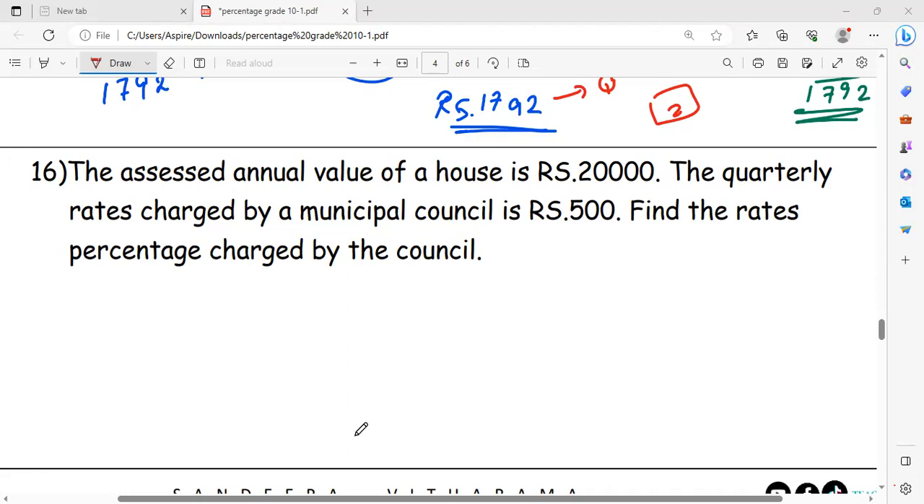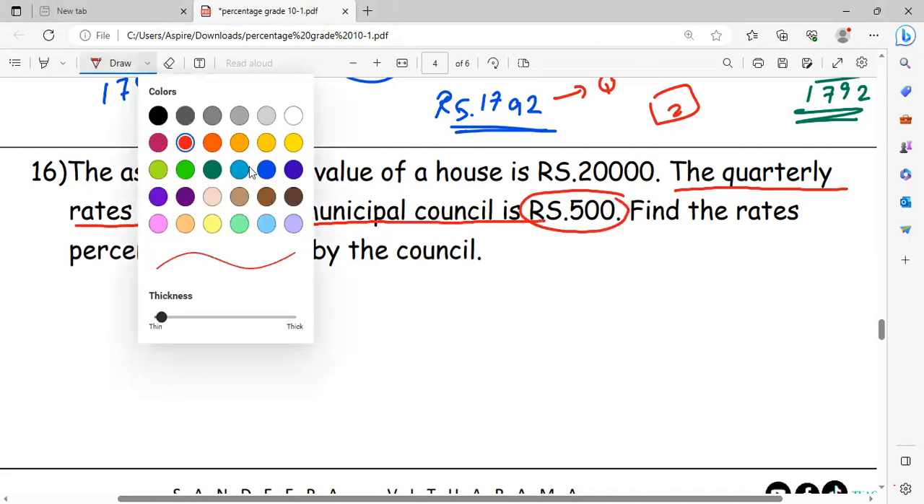The assessed annual value of the house is 20,000. The quarterly rates charged by a municipal council is 500 rupees. Find the rates percentage charged by the council. Now this is very important. Look at the quarterly rates charged by a municipal council is 500 rupees. That means the given rate is the quarterly charge.